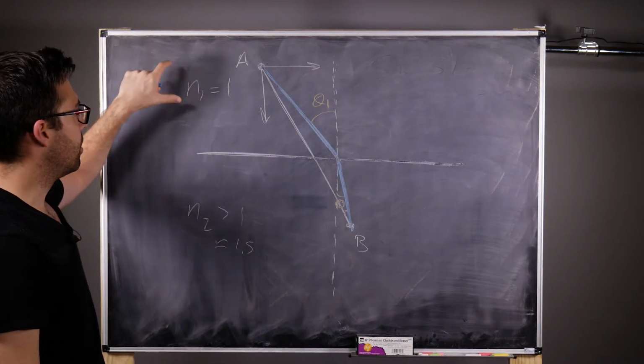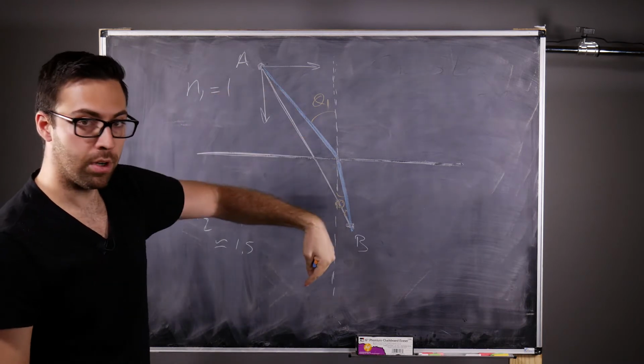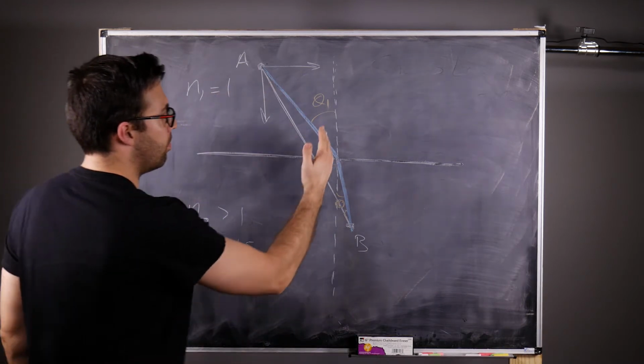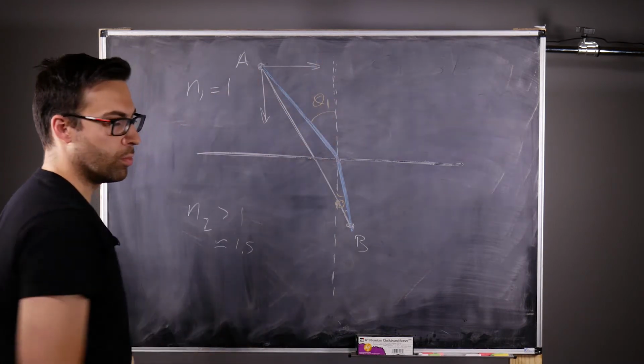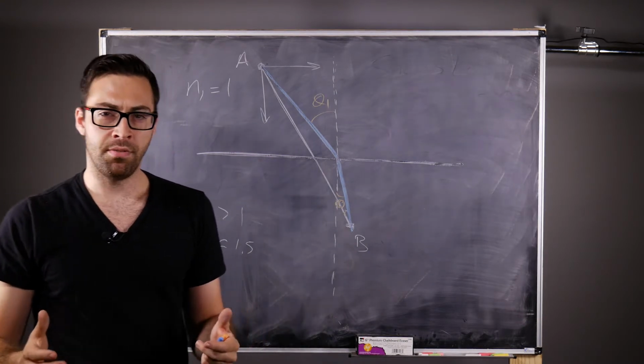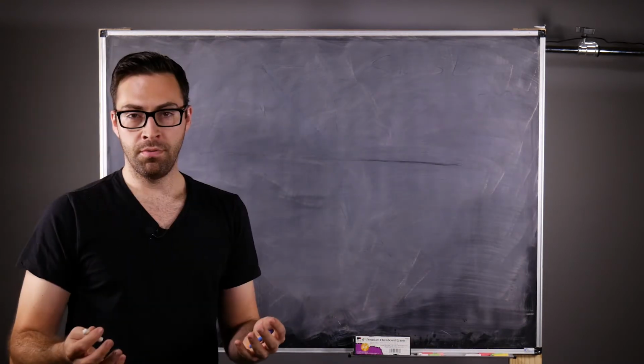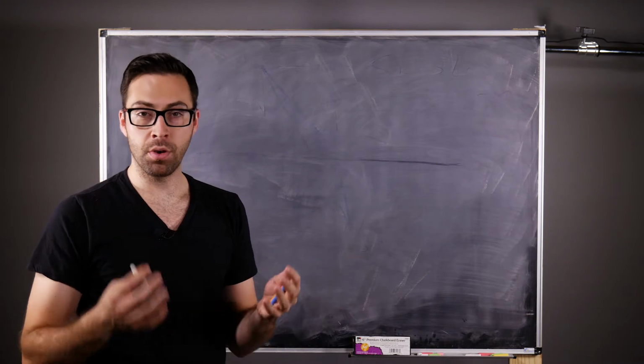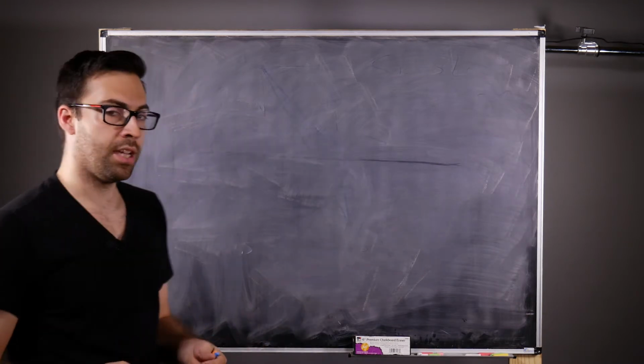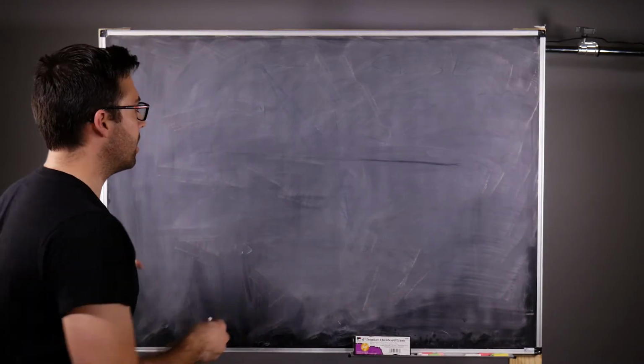So just remember that. Low to high, we're bending inwards. High to low, we're bending away from this normal line. Now let's see how this affects lenses. So in photography, we're most concerned with focusing an image. So we're going to use a lens that will focus light rays.